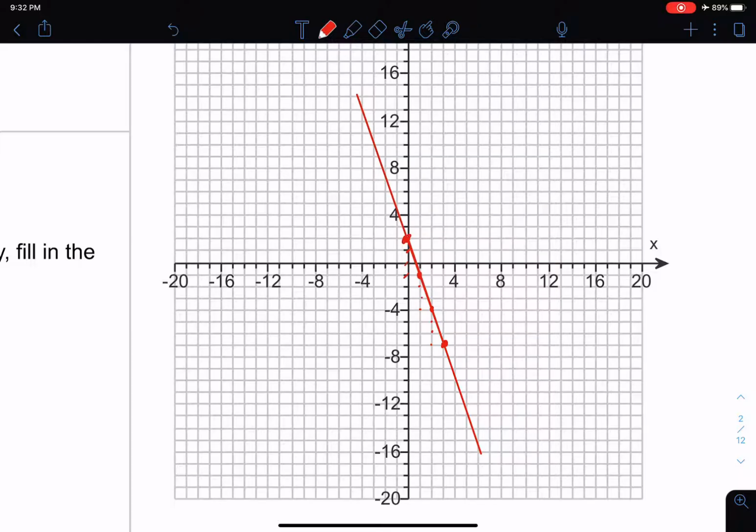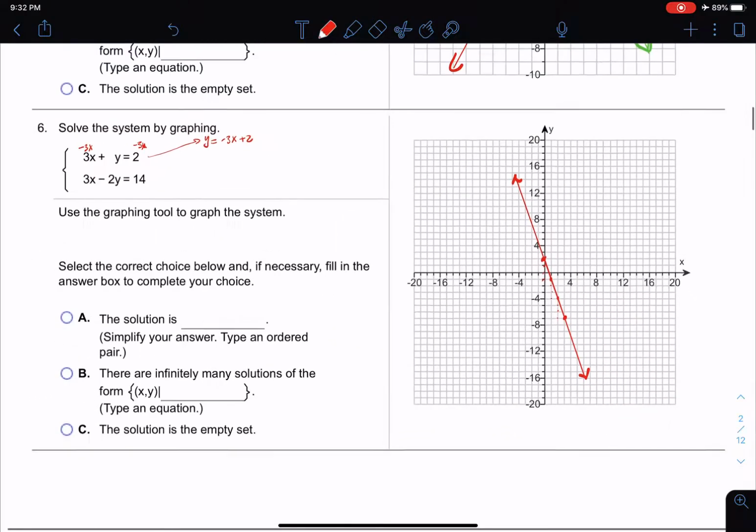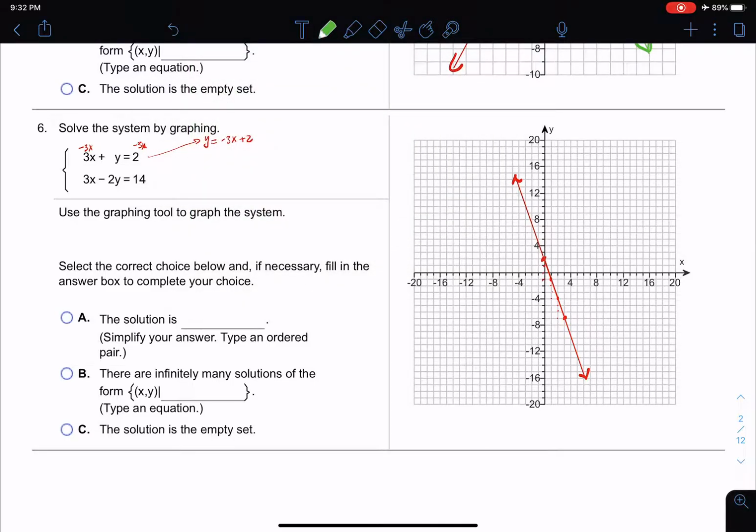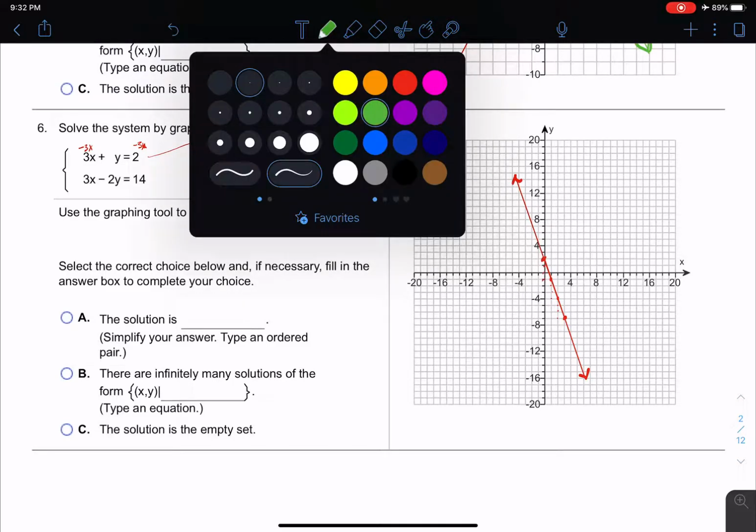Okay, so anyways, here's the line. There's the line right there. And I want to see where the other one is going to cross, because the point of intersection will be the solution.